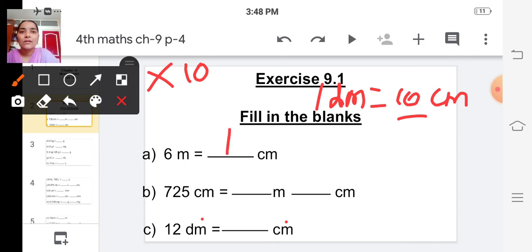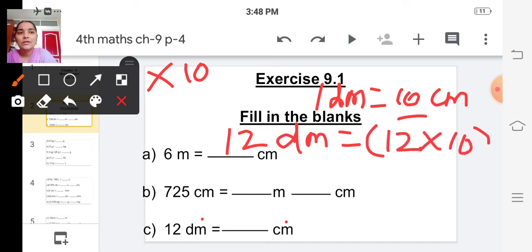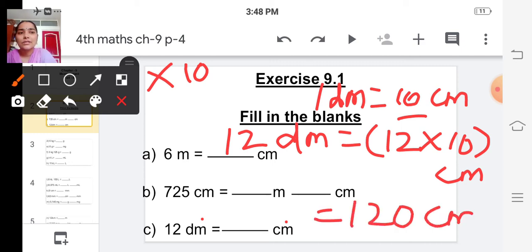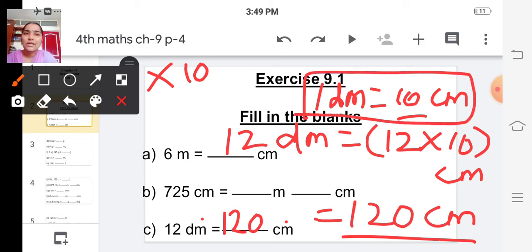So 12 decimeter is equal to 12 into 10 centimeter, which is equal to 120 centimeter. So the answer is 120 centimeter. Here we have to write 120 centimeter. Is it clear? Because 1 decimeter is equal to 10 centimeters.